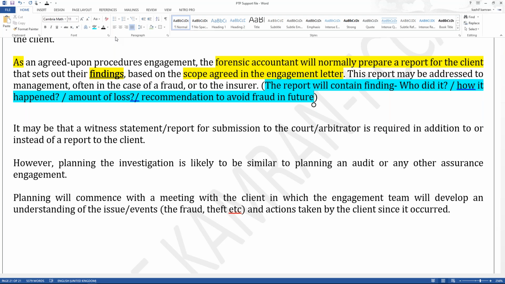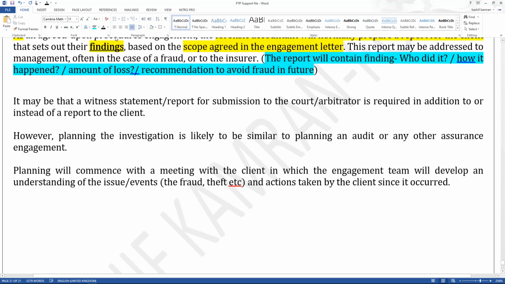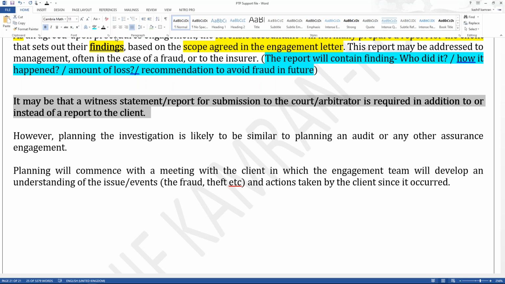So is that an interesting report? Is that quite an important report for the management in terms of the findings? It's not an opinion, right? It's not an opinion. Next paragraph. It may be that a witness statement or a witness report for submission to the court is required in addition to or instead of a report to clients. See this statement. This is the most important statement. A witness report for submission to court.